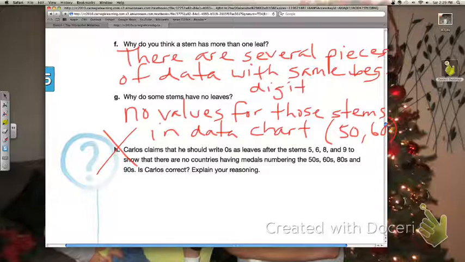As far as letter G goes, it says, why do some stems have no leaves? Because in that case, there were no values for those stems in the Summer Olympics data chart. If you look at the 5 and the 6 in the stem part, representing any medals won that would be in the 50s and 60s, there weren't any countries that won those numbers of medals. So that's why that part of the plot is empty.